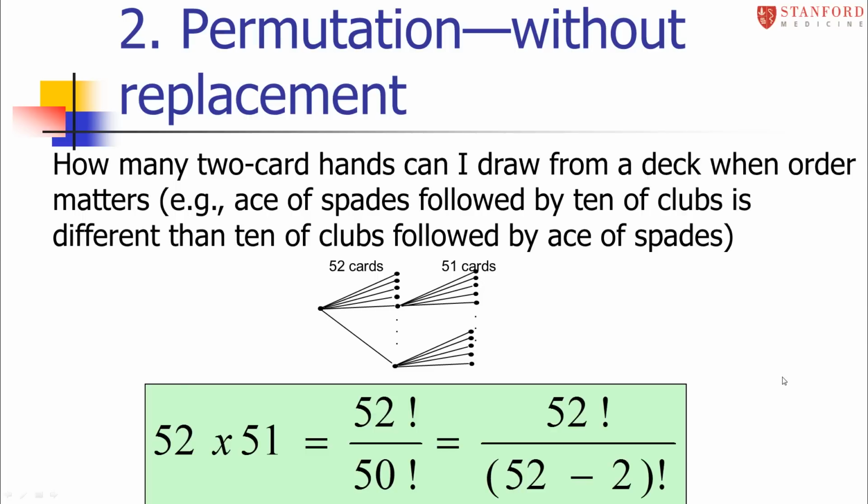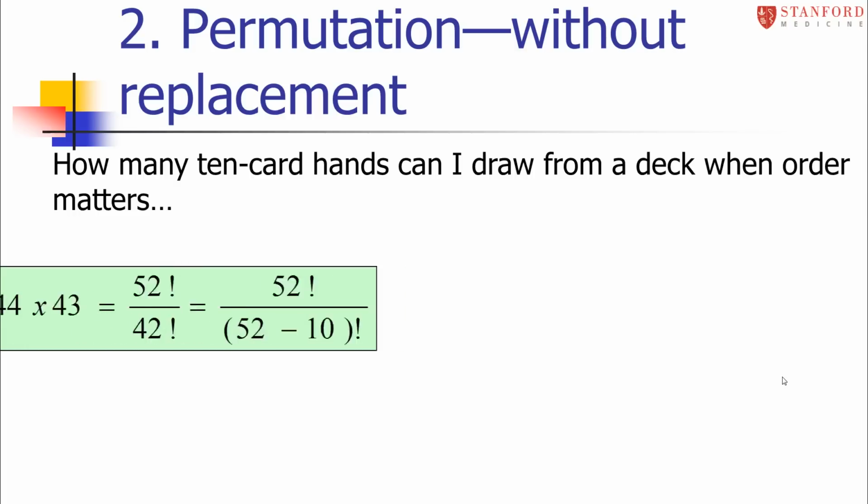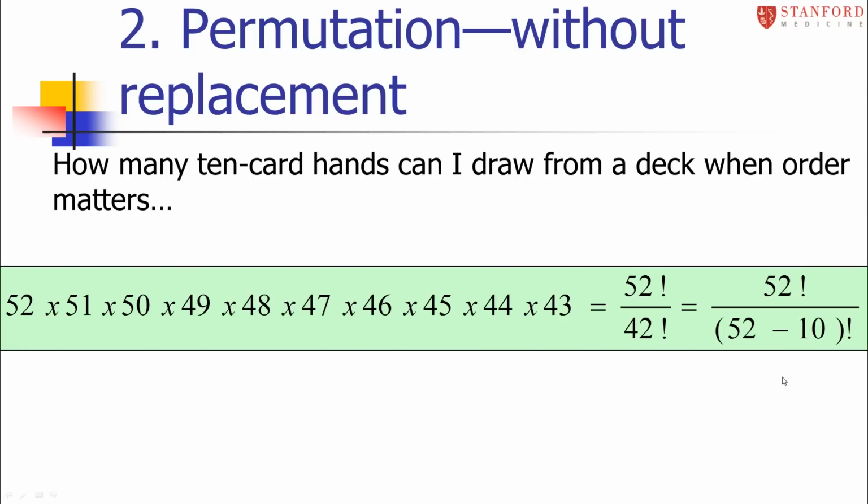So there's a general formula emerging here. We didn't really need the formula for this simple example, but imagine I give you a more complicated one. So, for example, what if I say, how many 10-card hands can I draw from a deck when order matters? Well, I could write out 52 times 51 times 50, and so on. That's a really long thing to write out.